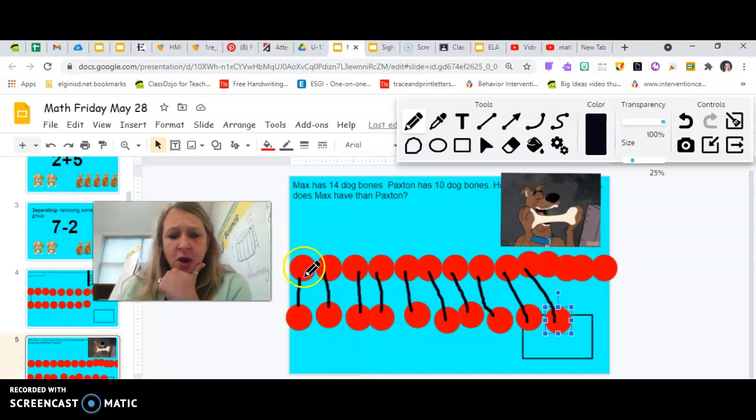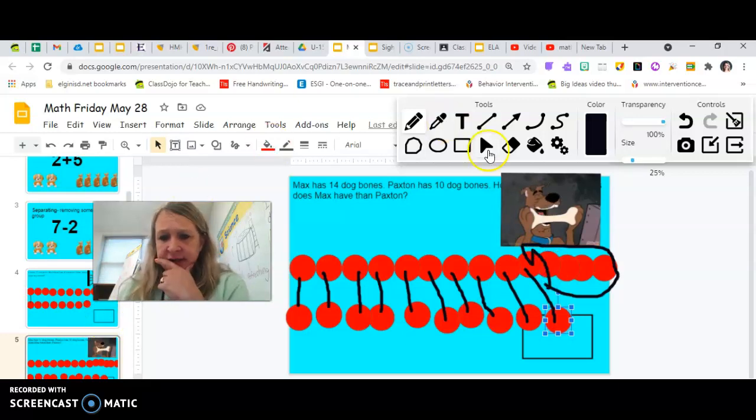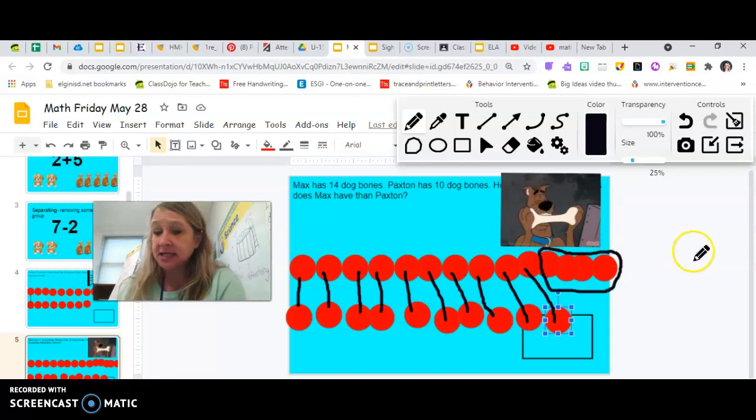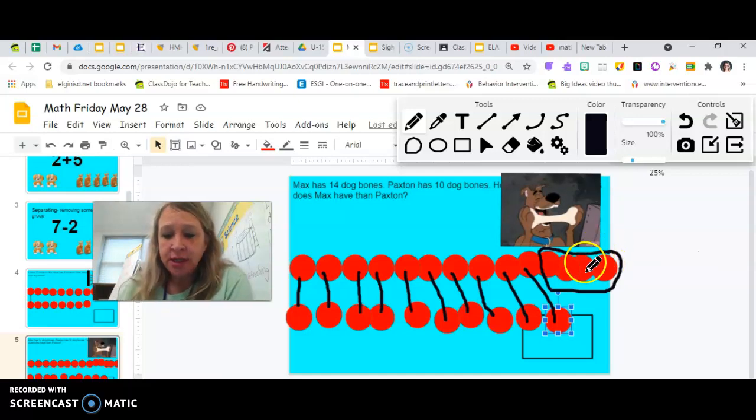Okay, so I have these and he has these. How many more does Max have that Paxton doesn't have? Let me try that again. These are the ones that Max has that Paxton doesn't have. How many more does Max have? 1, 2, 3, 4. Did you say 4? Then you're exactly right, and you would write 4 in your answer box.